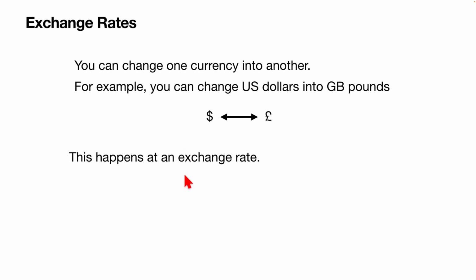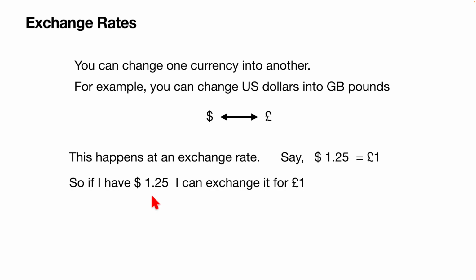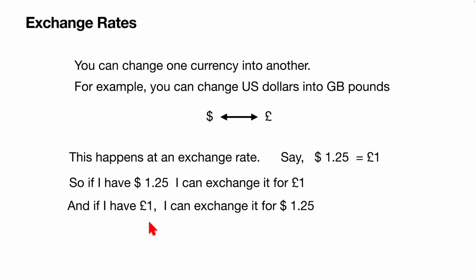It happens at an exchange rate, which you might have heard of. So here we have $1.25 equals £1, which means that if you have $1.25, you can change it for a pound, or if you have a pound, I can exchange it for $1.25. It goes both ways. But for mathematicians, this is the most important thing. We assume we can change whatever we want into the other currency at this exchange rate.